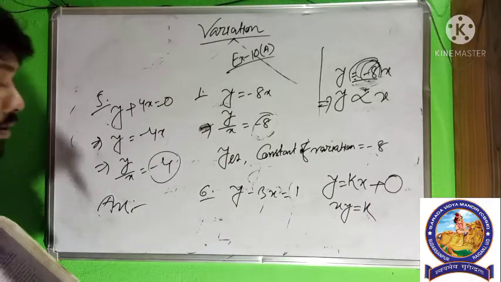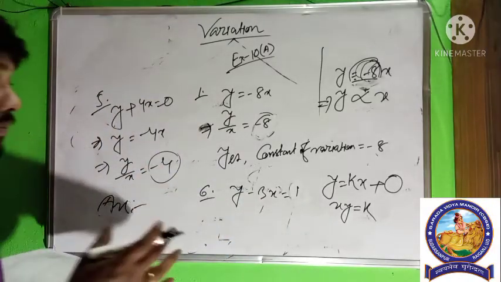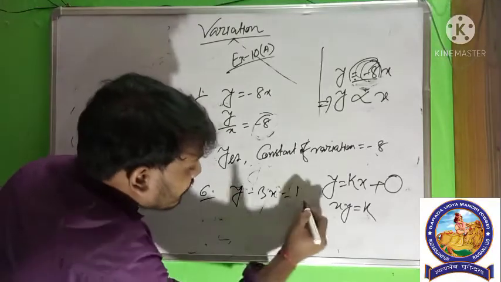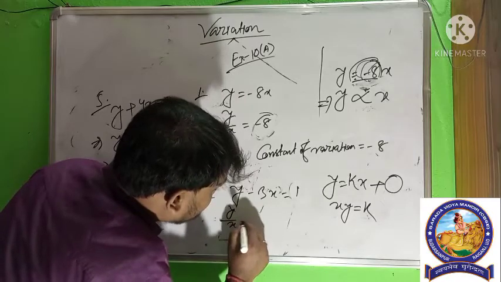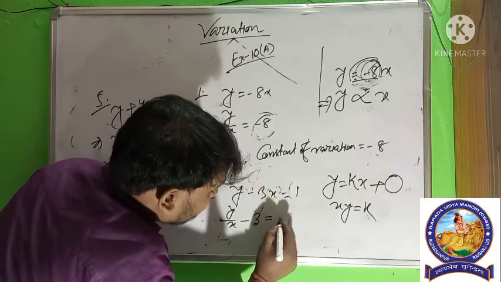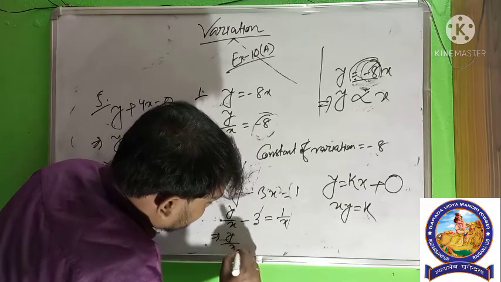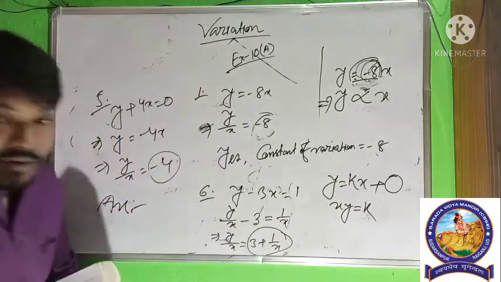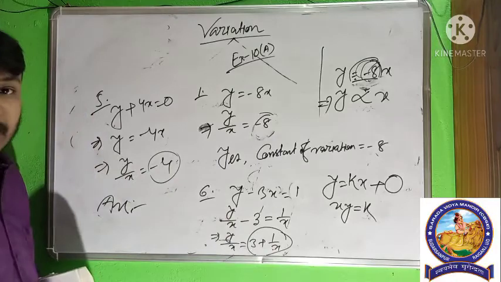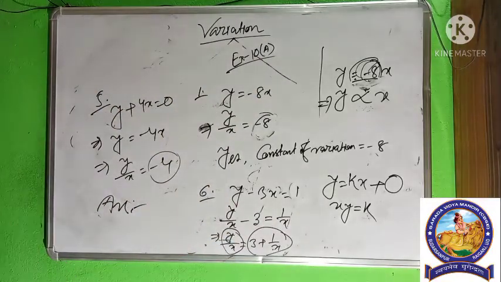Or if we find y by x, we need to divide both sides by x. So the first term is y by x, the second term 3x upon x, and the constant upon x, which implies y by x equal to 3 plus 1 by x. 3 plus 1 by x is not constant because a variable is there. So y by x is not constant. It is not a case of direct variation. Okay, very easy.